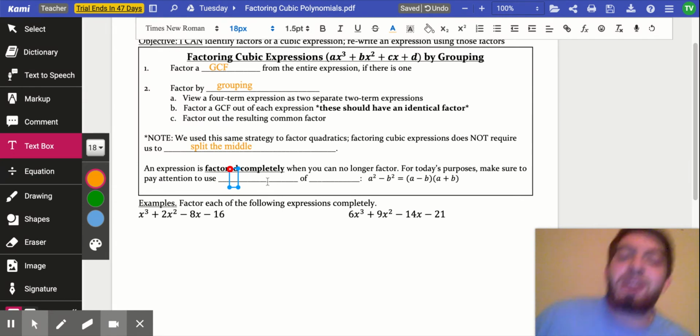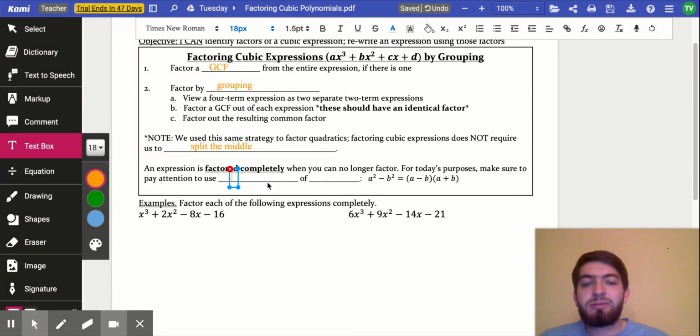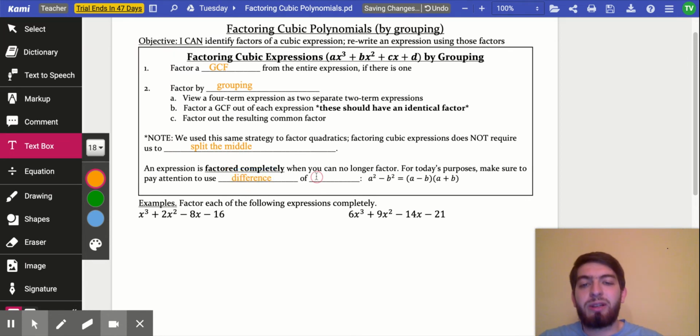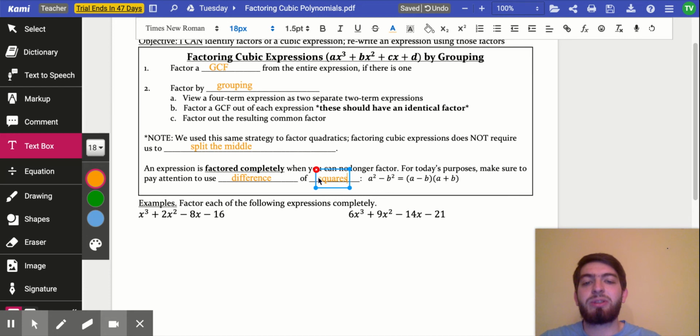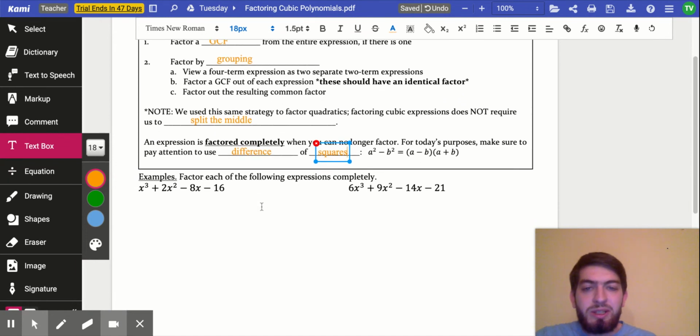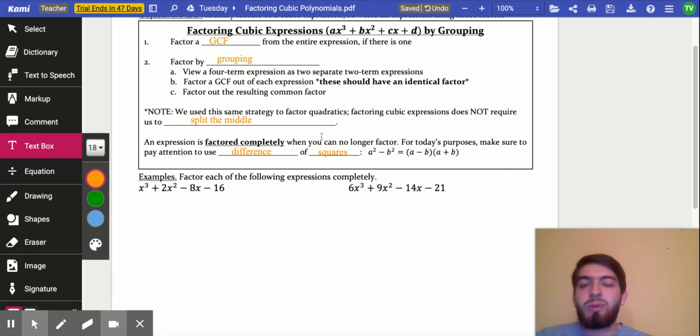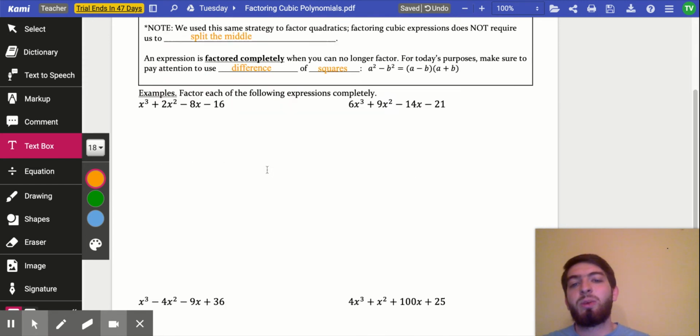So an expression is factored completely when you can no longer factor. For today's purposes, the only thing we're going to really have to worry about there is paying attention to when we can use a difference of squares, right? We want to break this down as much as possible. And usually when we're factoring by grouping, that's all we can do: we factor by grouping and we get 2 factors and we're done. But sometimes one of those resulting factors is a difference of squares and we can factor it even further. And we'll see one example of that in here.